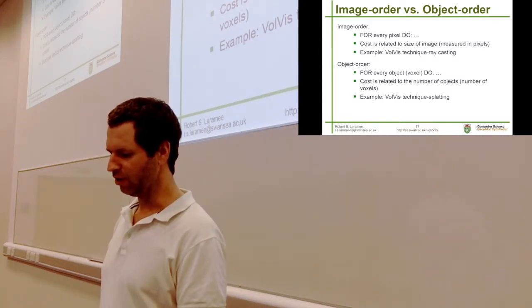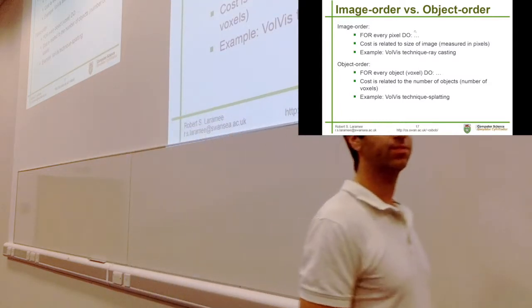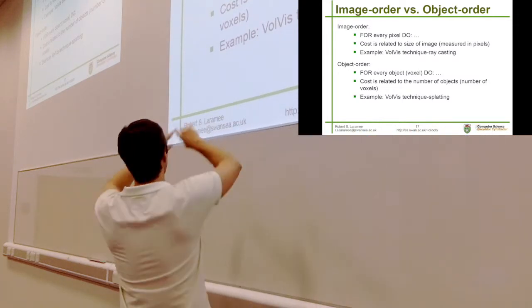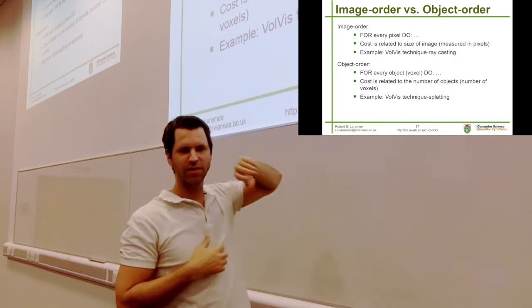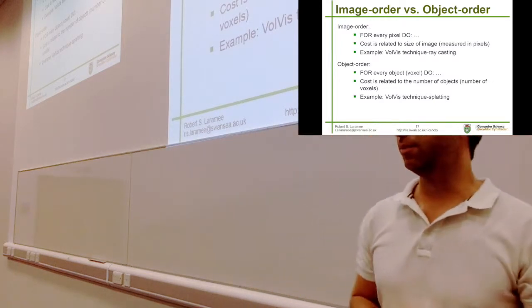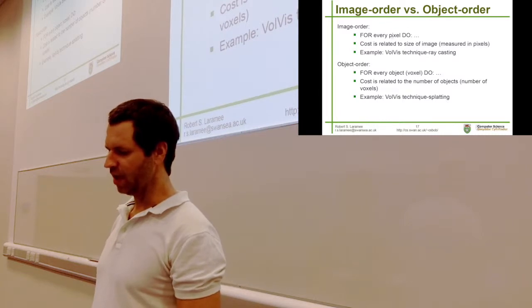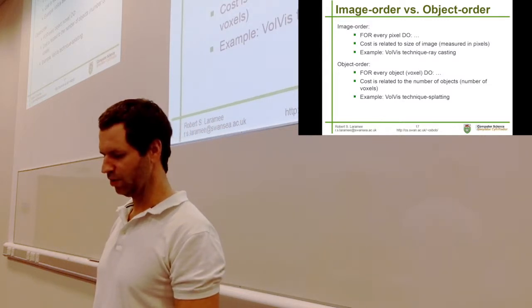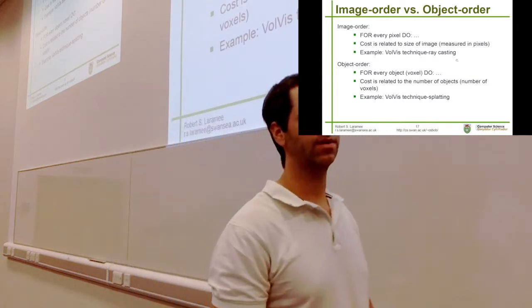So an image order algorithm has a processing logic that starts like this. For every pixel, do some operation. Remember, pixel is a picture element in 2D. So you can imagine having pixels and then computing color and opacity for every pixel on the screen, for example. And the computing time is related to the size of the image. So the bigger the image or the higher the resolution of the image, the more time it takes to compute. And we're going to discuss an image order technique called ray casting.